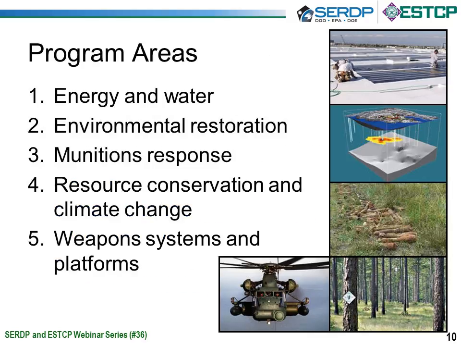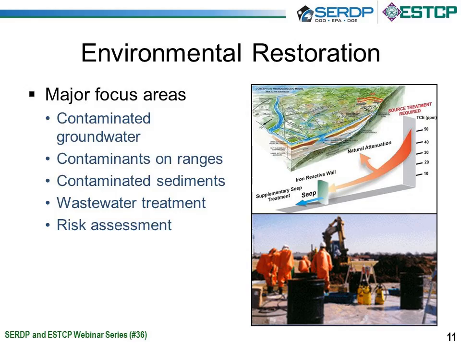SERDP and ESTCP are complementary programs, with much of SERDP research occurring at the lab and pilot scale with occasional field efforts, while ESTCP demonstrations are primarily at the pilot and field scale, although occasionally they do support some limited lab efforts. There are 4 programs in SERDP, 5 in ESTCP. The Energy and Water Program area is only in ESTCP, while the other 4, Environmental Restoration, Munitions Response, Resource Conservation and Climate Change, and Weapon Systems and Platforms, are SERDP and ESTCP programs managed jointly by a designated program manager.